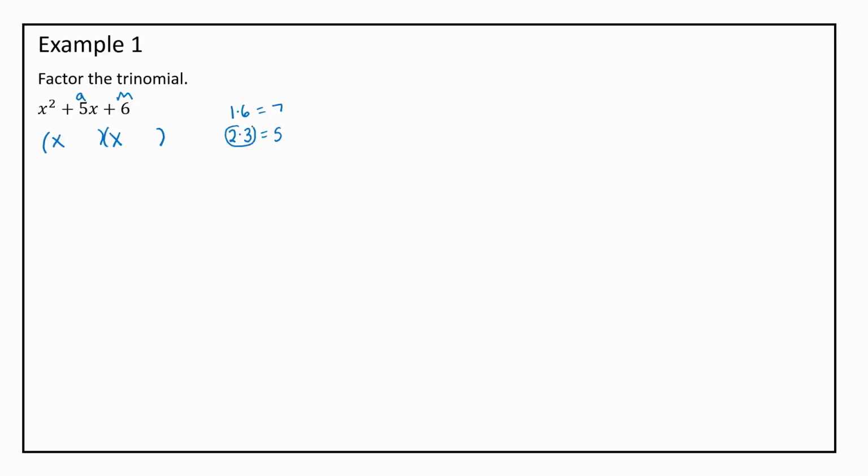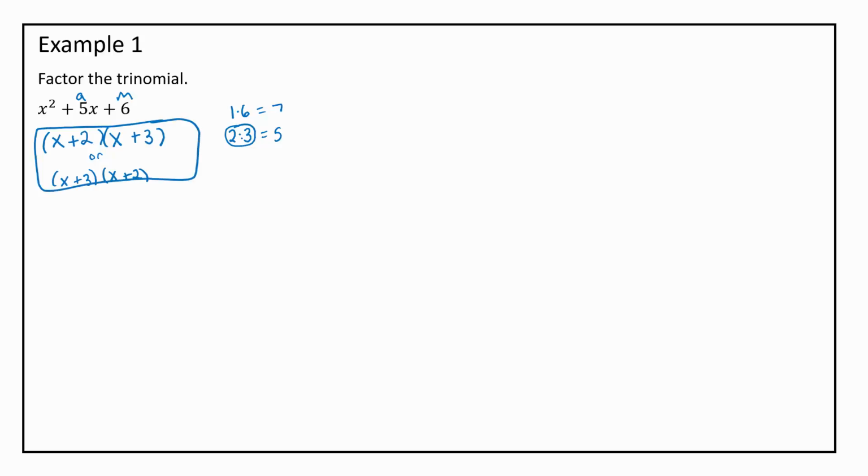So the pair I need are 2 and 3, which means that I'm going to add 2 and I'm going to add 3. And it doesn't matter which order you write these in. It would be just as fine to write x plus 3 first and x plus 2 second. Either of these answers is correct.